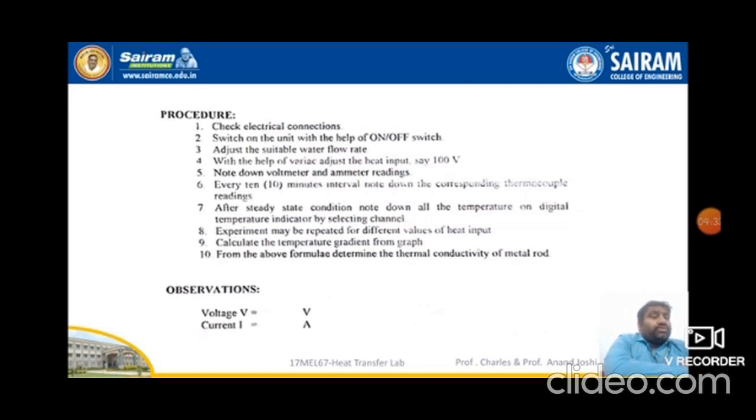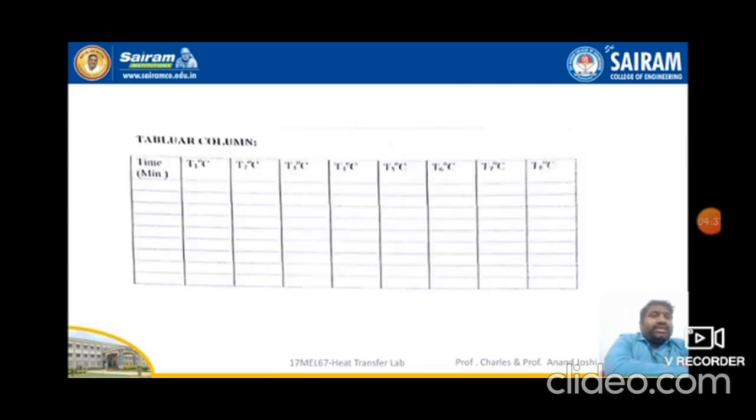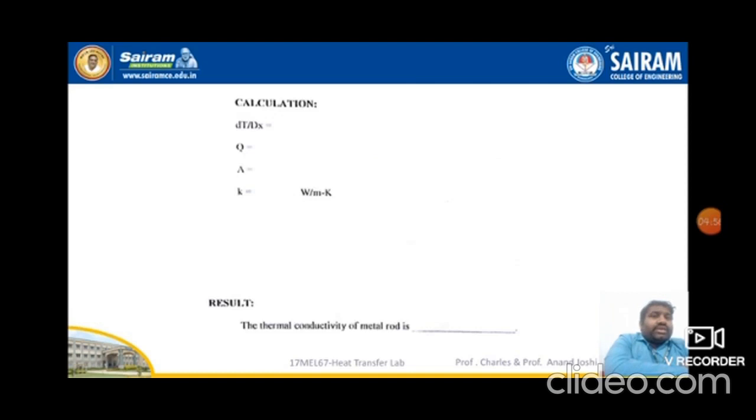Here you have to observe the voltage and current in volts and amperes, and in the tabular column at different time intervals, that is T1, T2, T3, T4, T5, T6, T7, T8. You have to note down the temperature readings until it reaches steady state conditions. These are the calculations part, and finally you have to substitute and find the thermal conductivity of the copper rod.